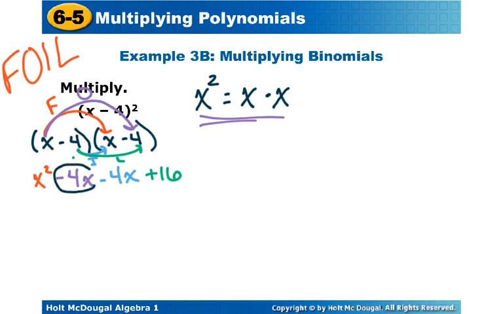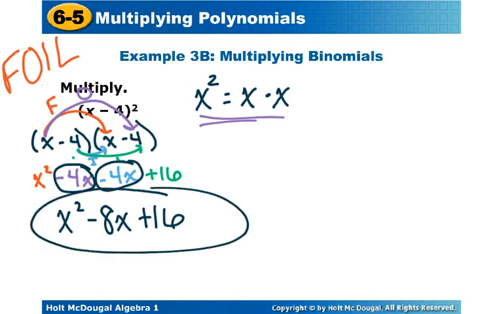Combine like terms. You get x squared minus 8x plus 16. And that's your final answer.